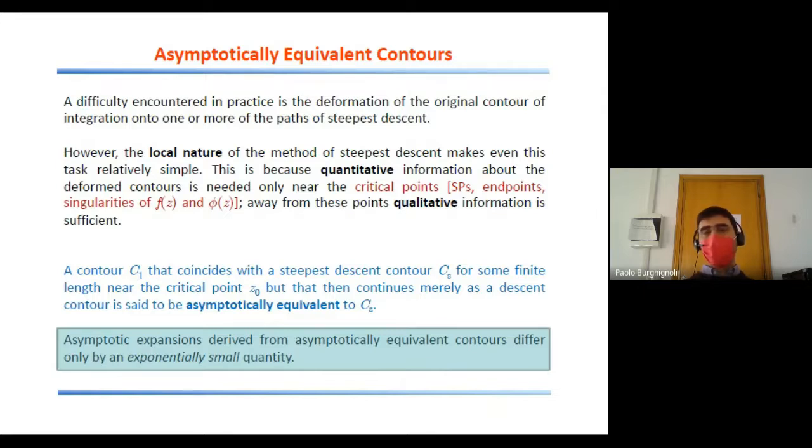But as long as this is a descent contour, the errors that you introduce by not using exactly the steepest descent path are asymptotically negligible, because they are exponentially small with respect to all the powers that will occur in your asymptotic expansions, and therefore they are terms beyond all orders. Okay.